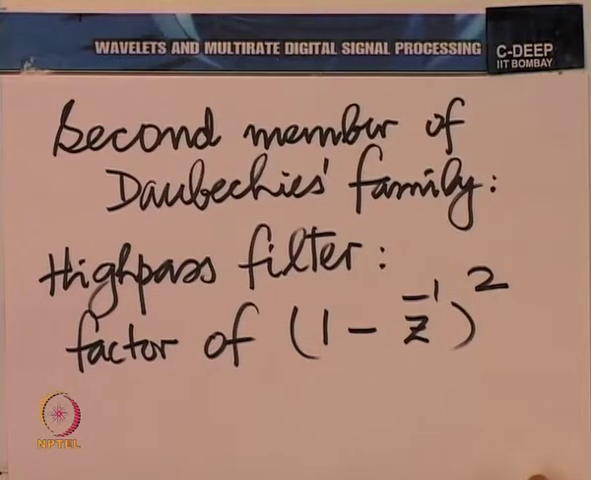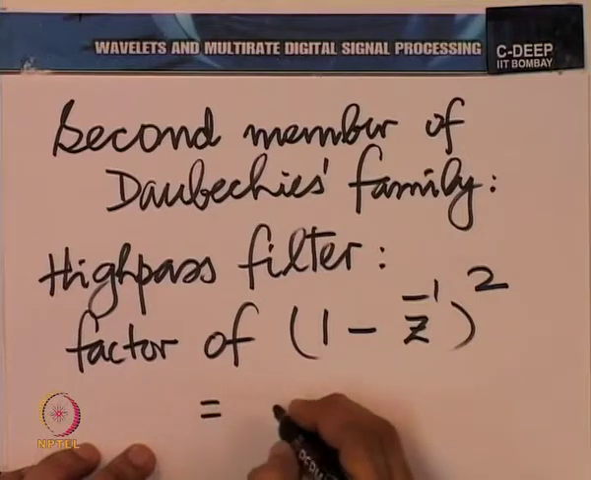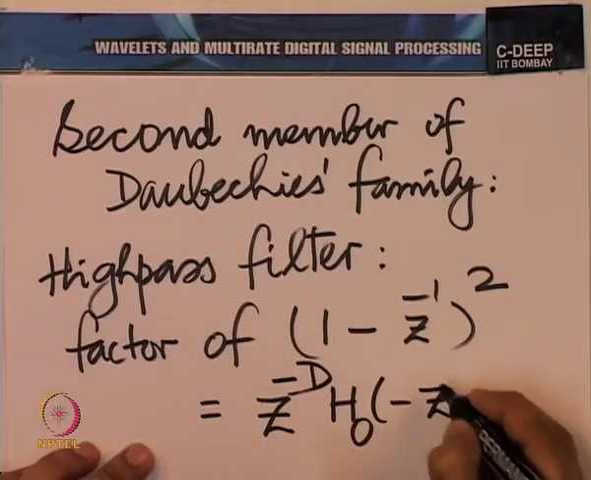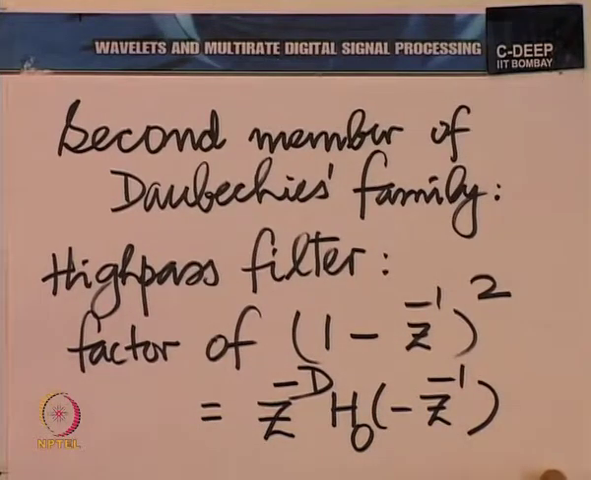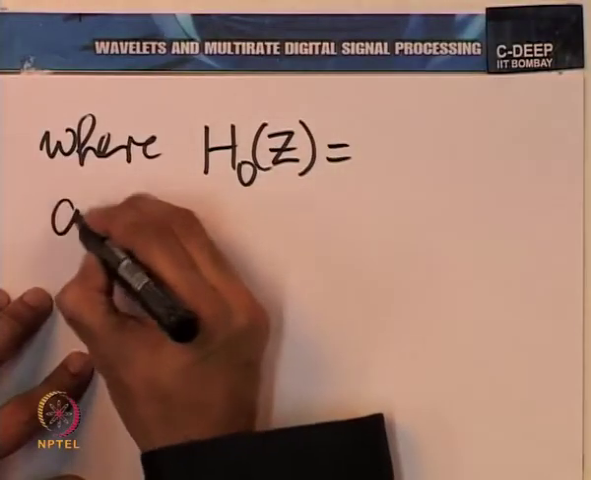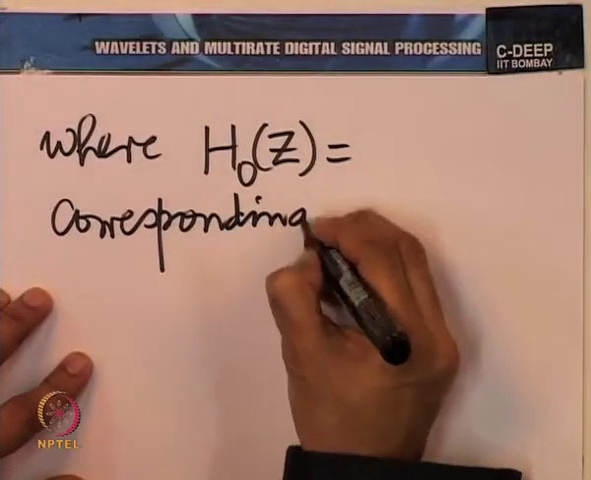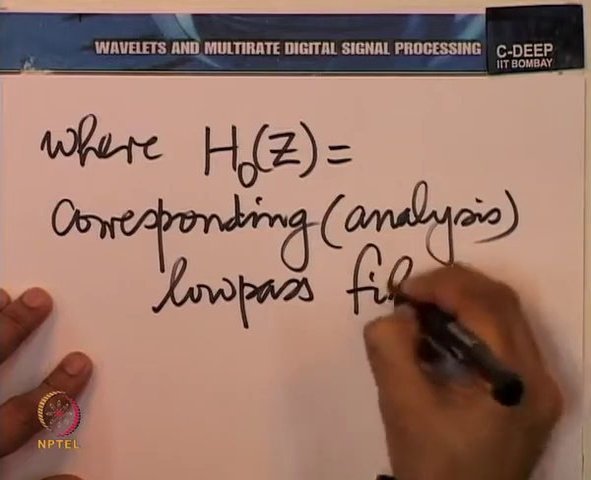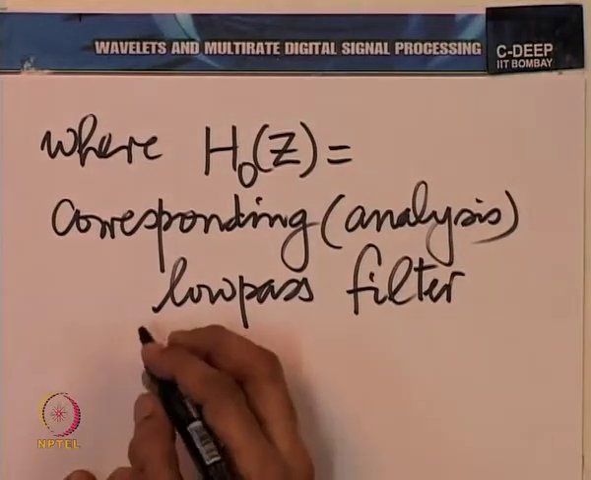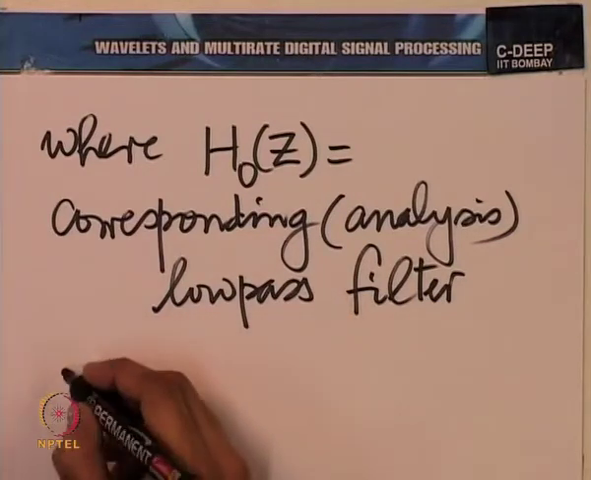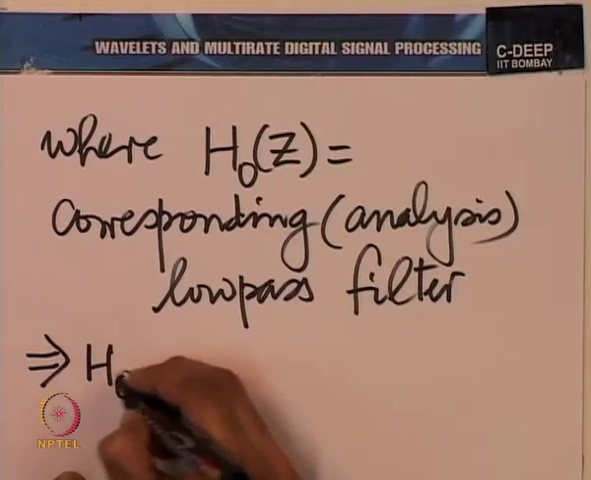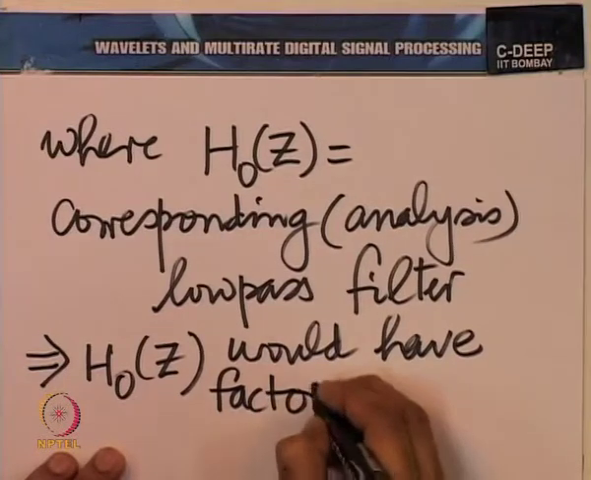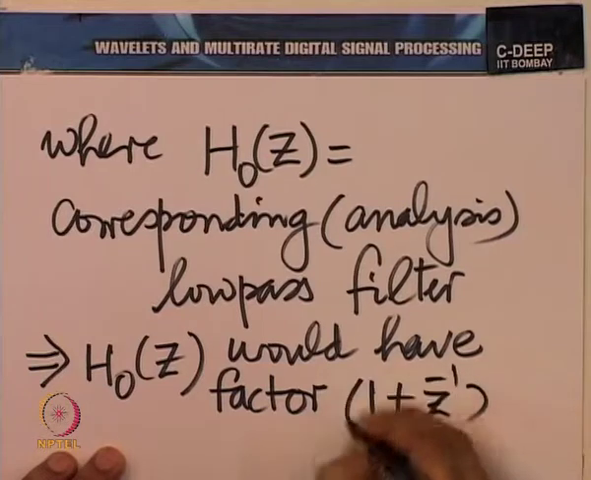And therefore, if we look at the low pass filter, remember the high pass filter was essentially of the form z raised to the power minus d times h 0 of minus z inverse, where h 0 of z is the corresponding low pass filter. Of course, I am talking about the analysis side. So, essentially the analysis low pass filter would now have a form like this. H 0 z would have the factor one plus z inverse squared.